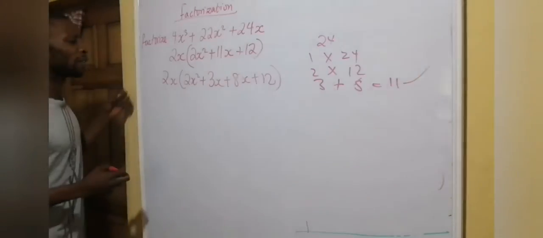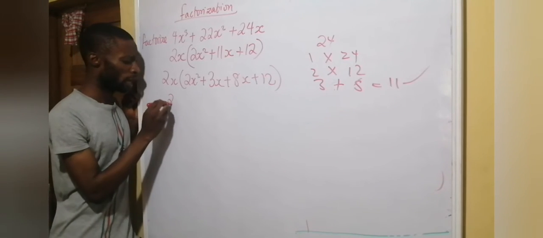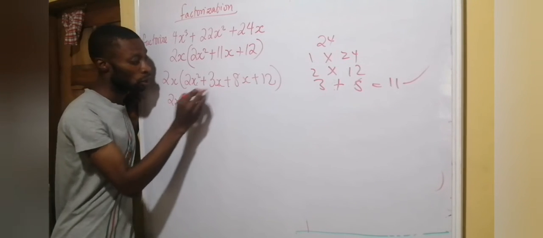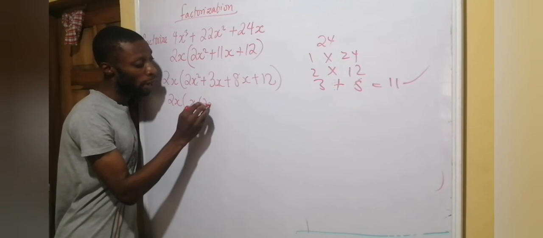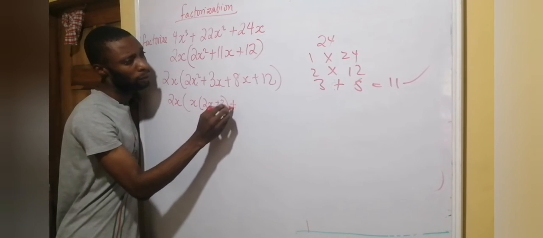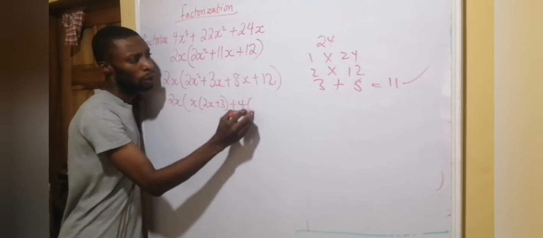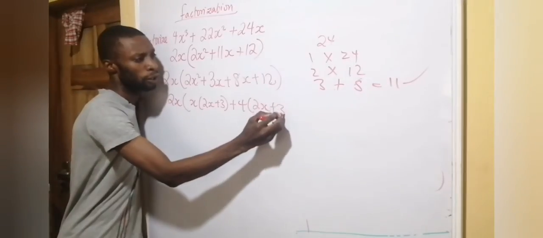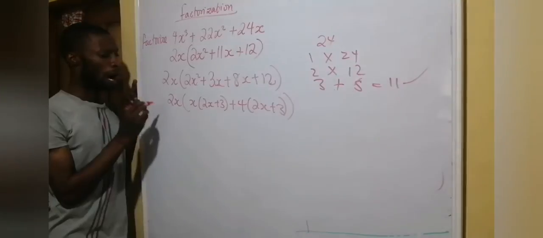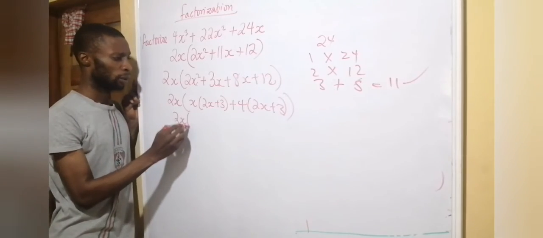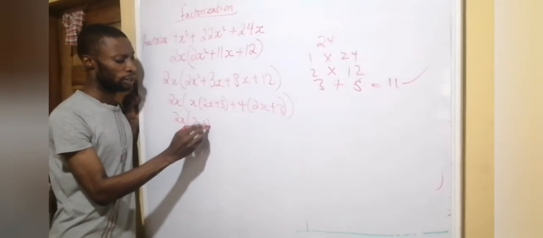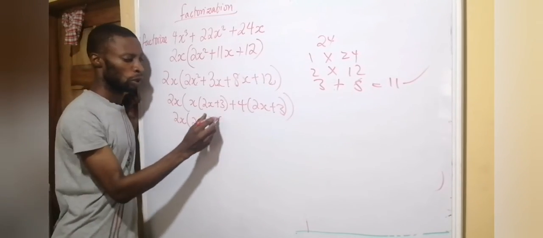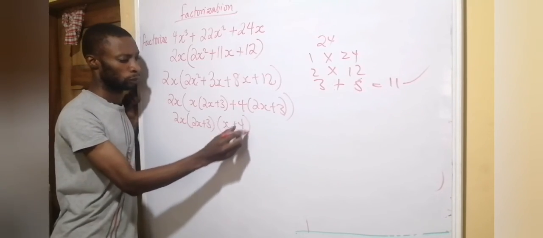Okay, so after you've done that, you have 2x, x is common, 2x plus 3, and 4 is common, 2x plus 3. So we have 2x plus 3 common in both. It remains x plus 4. So it's simple like that.